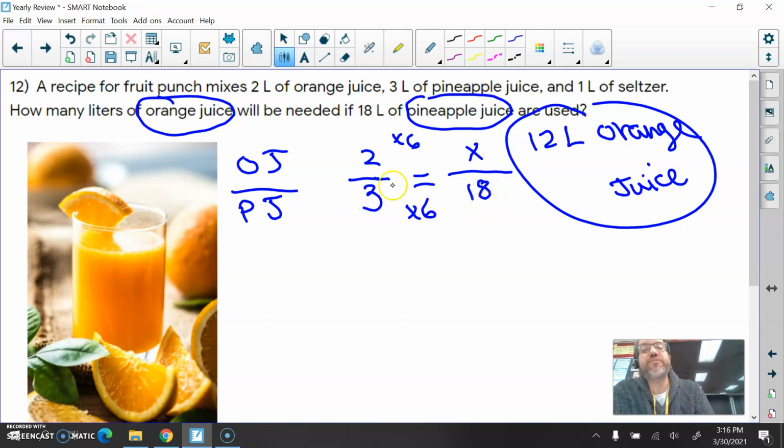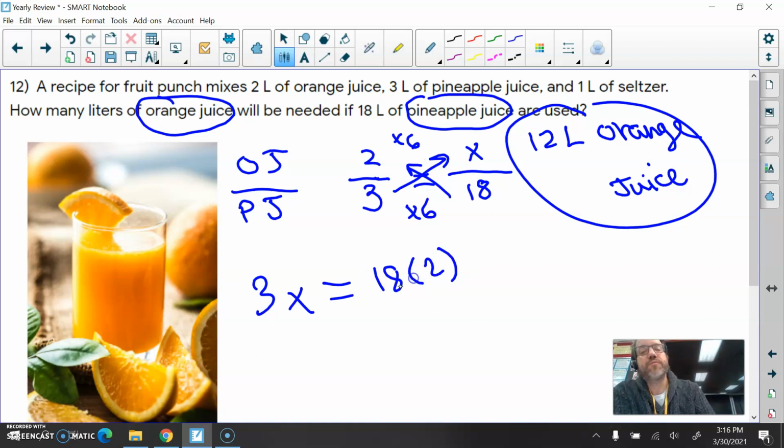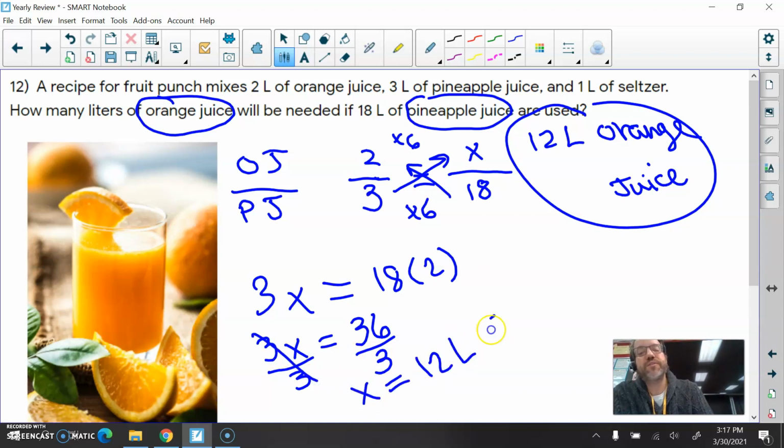Okay, now you could have cross multiplied. 3 times x has to equal 18 times 2. So 3 times x has to equal 36, because that's what 18 times 2 is equal to. And then when you divide by 3 here and here, x equals 12 liters of orange juice. Same answer, just by cross multiplying.